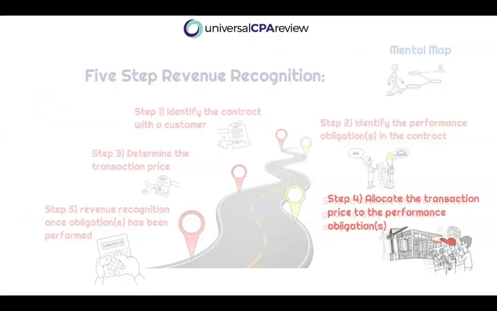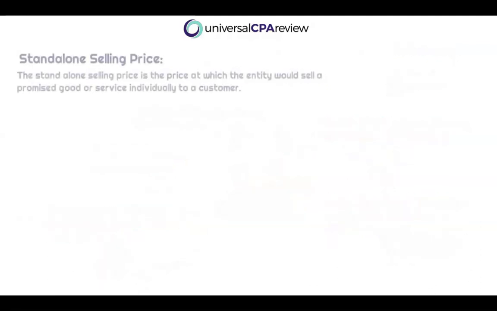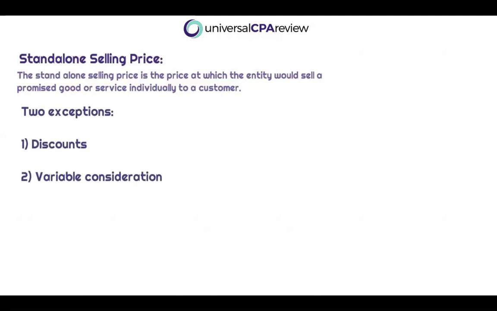All right, making some progress. We're now digging in to step 4. And we remember that this is the allocation of the transaction price to the performance obligations within that contract. This transaction price will be allocated using the relative standalone selling price method. However, the standard will include 2 exceptions, which would be allocating discounts and allocating variable consideration.